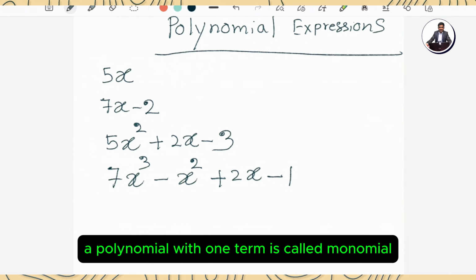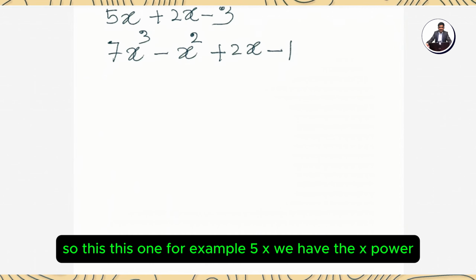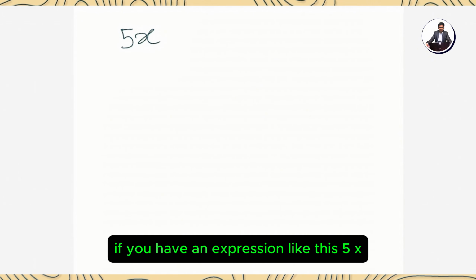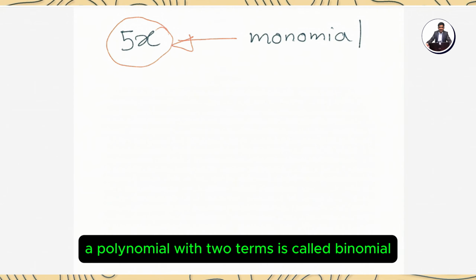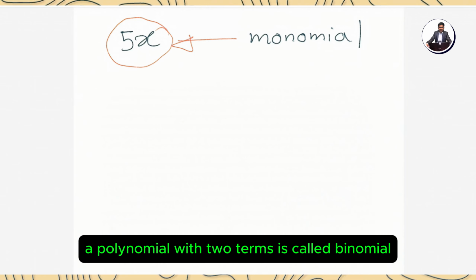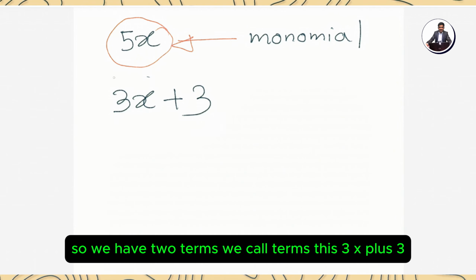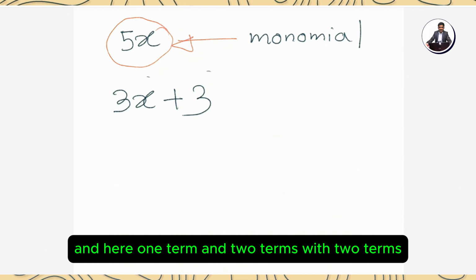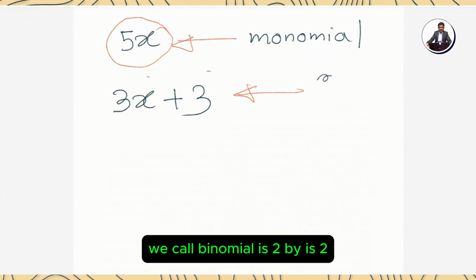A polynomial with one term is called a monomial. For example, 5x, if we have an expression like this, it is called a monomial. A polynomial with two terms is called a binomial. 3x plus 3. So we have two terms, 3x and plus 3. With two terms, we call it a binomial. Bi is 2. So binomial.